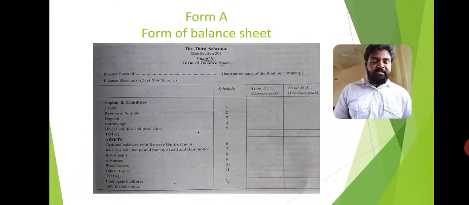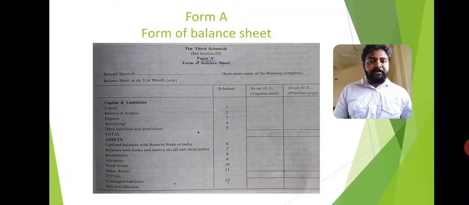Schedule number 10 is fixed assets. Fixed assets like premises, land, building, furniture, machineries. These assets we need to show under the head of fixed assets.